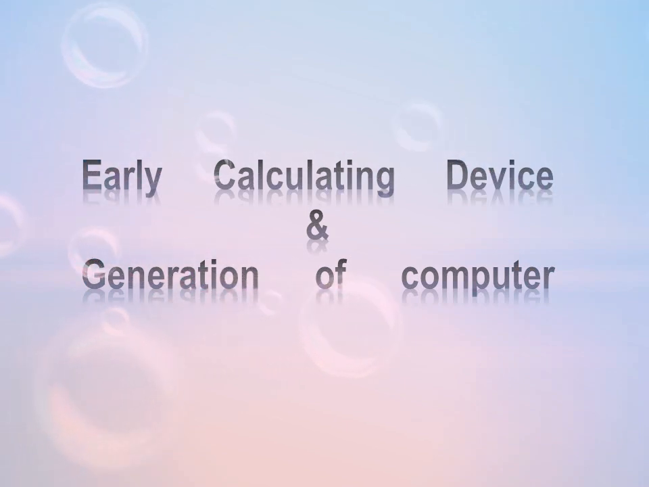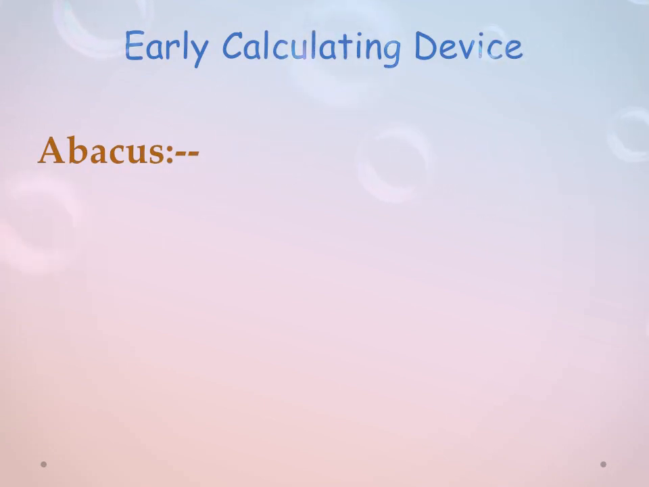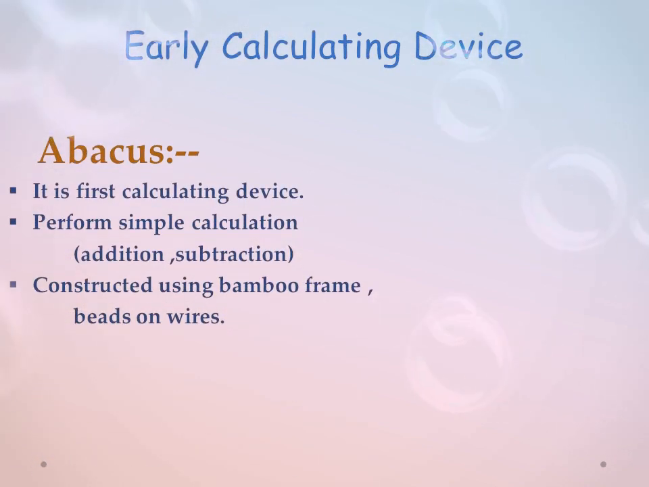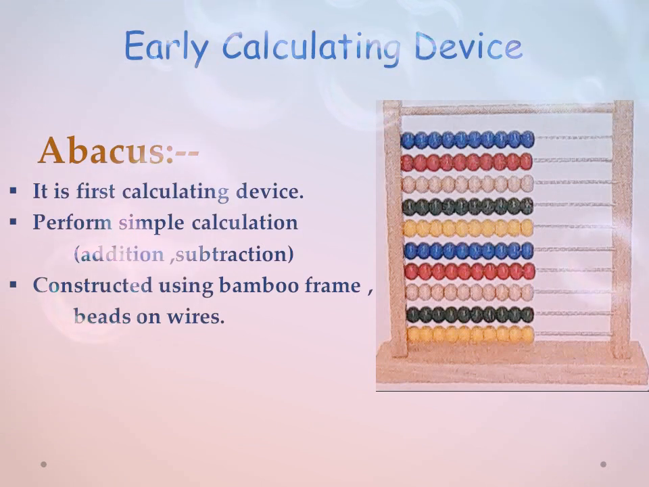Today's topic is early calculating devices and generation of computers. So now we are going to discuss early computing devices. Mainly, the earliest calculating device is the abacus, and it is used to count numbers and perform simple calculations such as addition and subtraction.